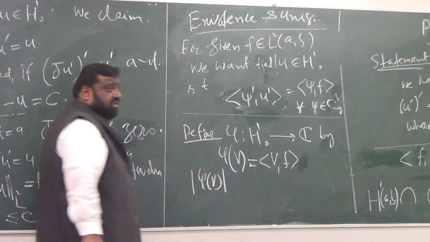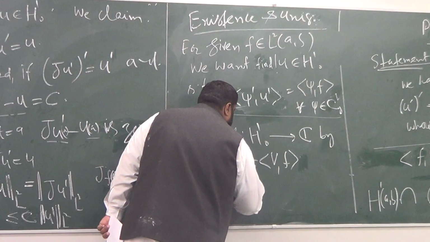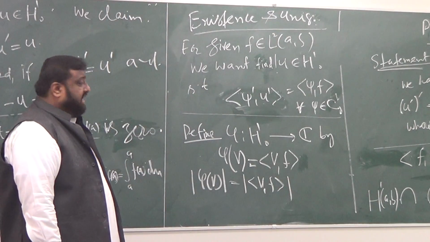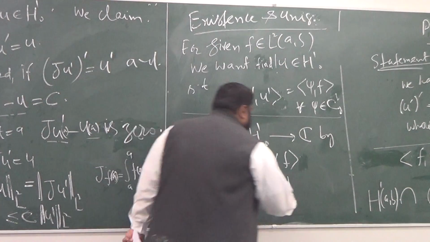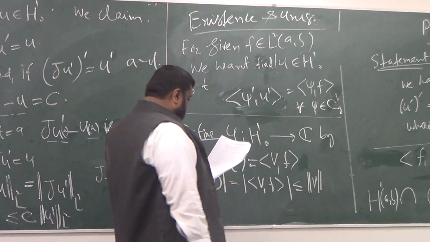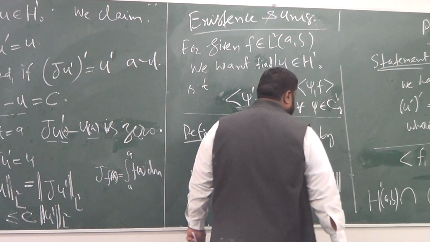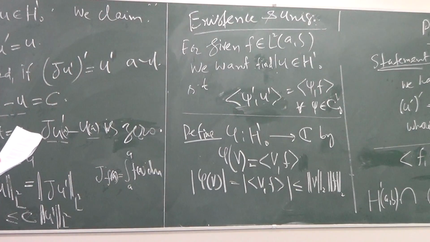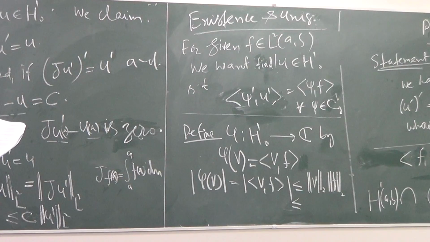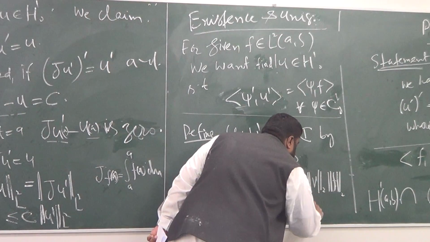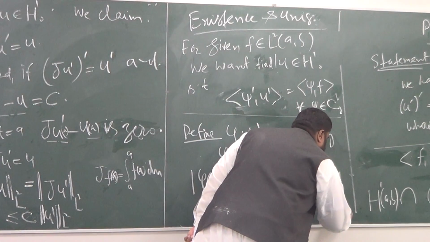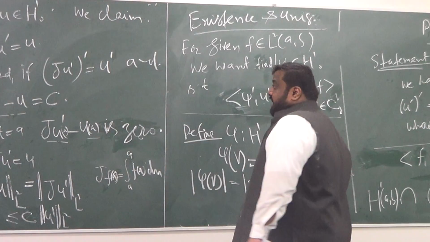So phi of V is in C. This must be equal to the inner product of V and f, the f that we chose in our assumption. I can estimate this by Cauchy-Schwarz: the L2 norm of V times the L2 norm of F as well. Agree? But the Poincare inequality tells me that I can estimate this by the L2 norm of V prime times some constant. Are you getting the point?